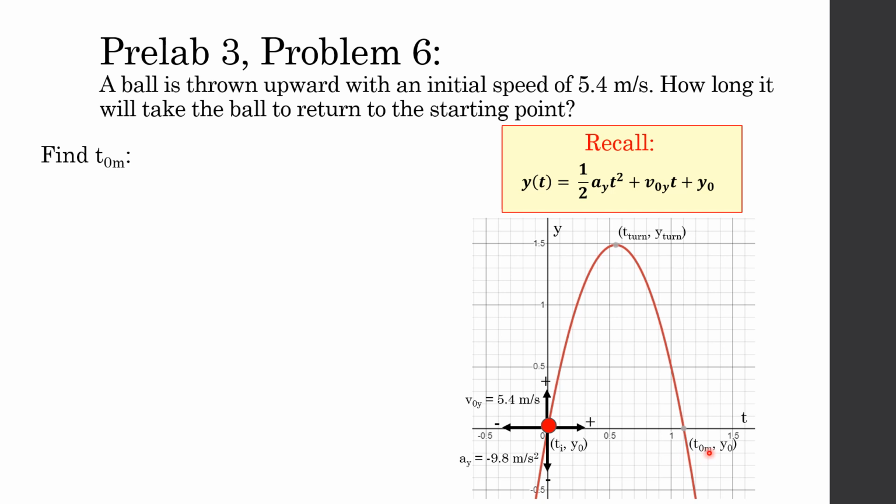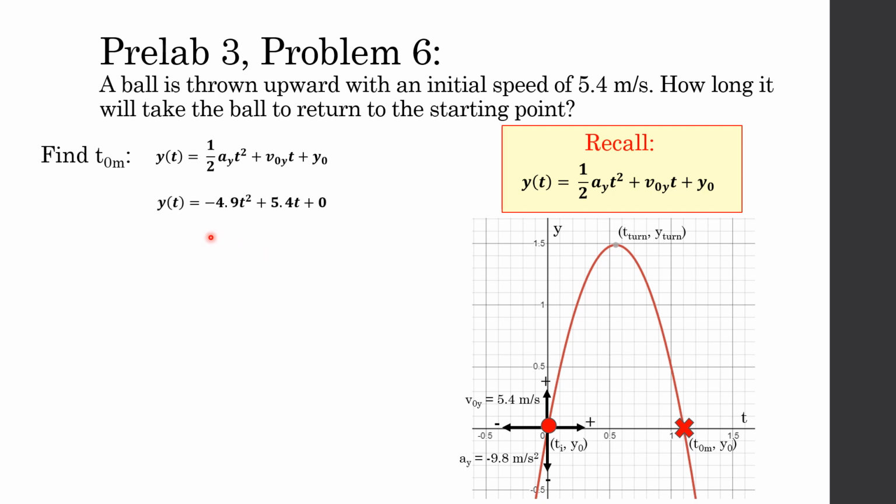So we have a time and a position. We know that this position is 0 meters, right? So we want to know what that other time is associated with the position 0 meters. Okay? So let's get started.